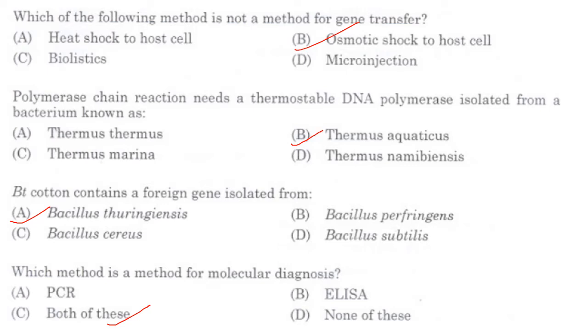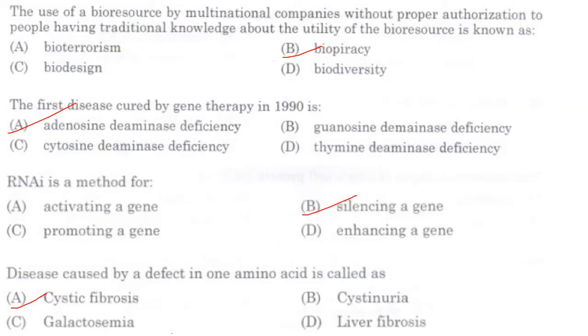PCR and ELISA. Both of these are used for molecular diagnosis. So answer is option. Then next one. The use of a bioresource by multinational companies without proper authorization to people having traditional knowledge about the utility of the bioresource is called biopiracy. Then next one. The first disease cured by gene therapy in 1990 is adenosine deaminase deficiency. That was the first disease cured by gene therapy.